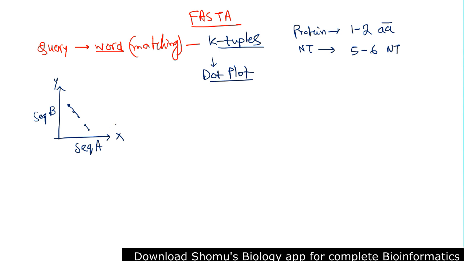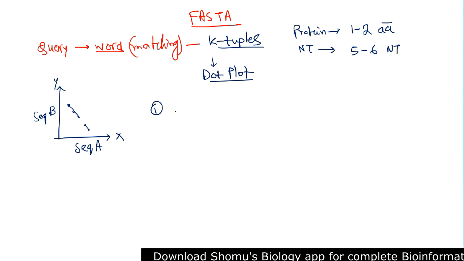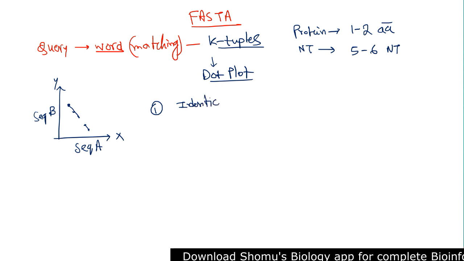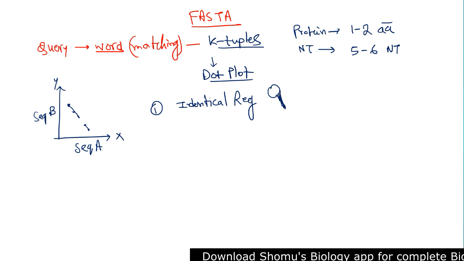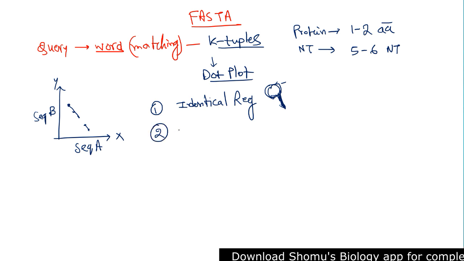There are 4 steps in the process of FASTA. Okay. So first, we search for identical regions between the query and the database sequence. Identical region. What we do is a search of identical regions. The second thing, whenever we find the identical region, they are scored. They are scored with PAM matrix.